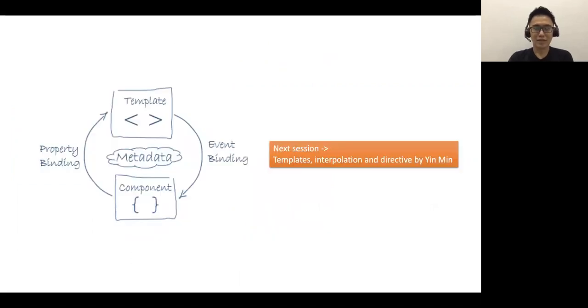Here you will find the component interacts with the template. This interaction we call property binding. And from the template going back to the component, it is via event binding. So maybe some input change will trigger the component function.